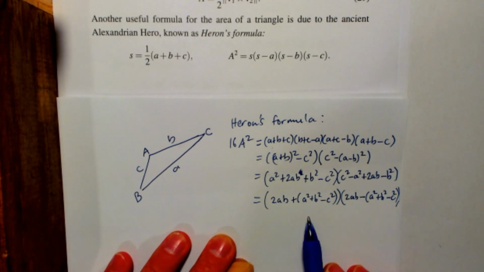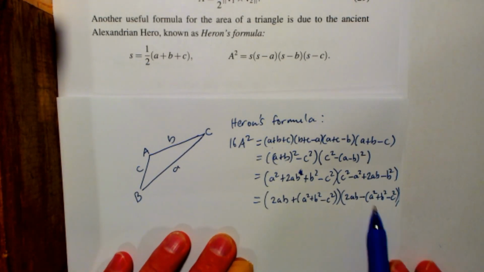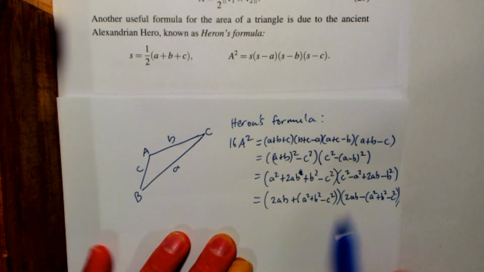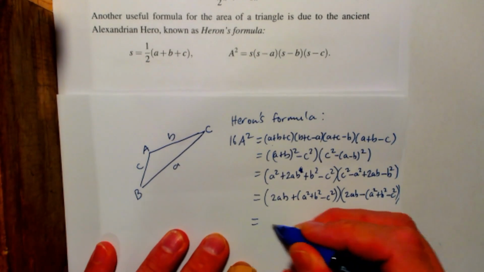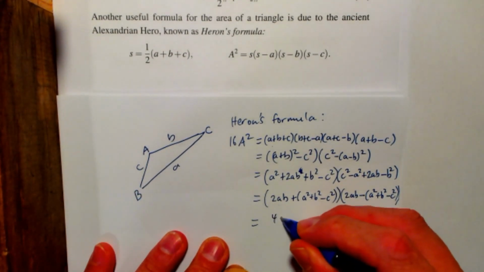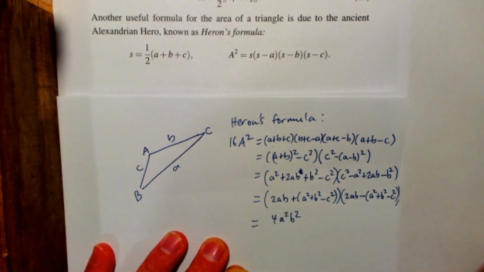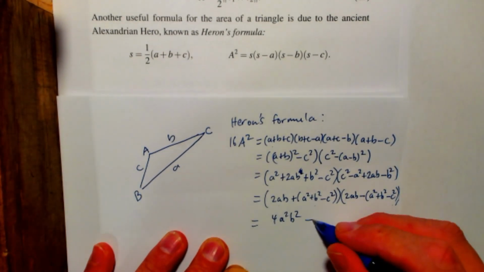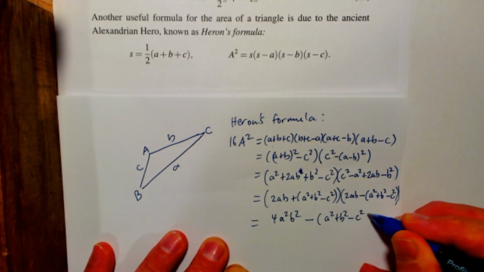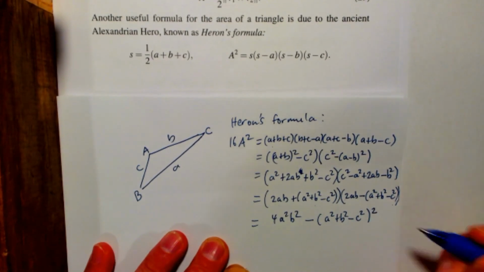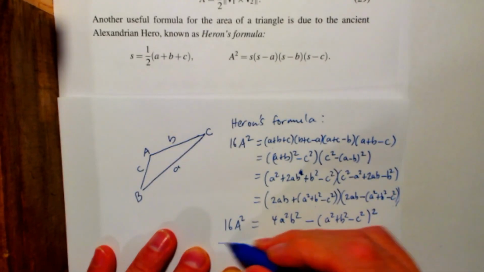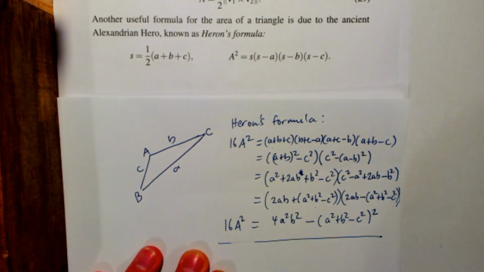Okay, good. And then now we can see that this has the same thing there, and so we can view this as a difference of two squares. So this one times this one is 4a squared b squared. This times this gives us minus a squared plus b squared minus c squared, squared. Okay, and this is 16a squared. So far we've just rearranged Heron's formula.